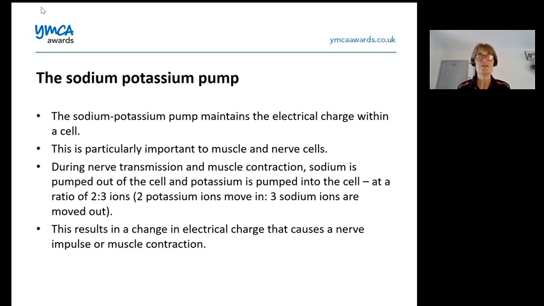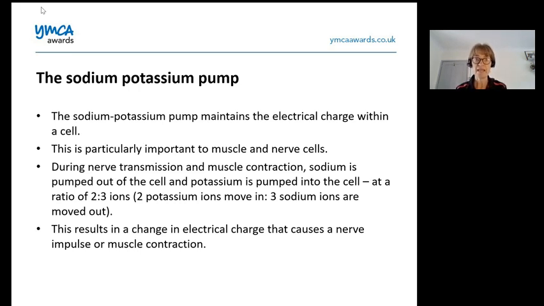So the next thing we need to be aware of is the sodium and potassium pump. And this system is important in both muscle and nerve cells. What it does is maintain the electrical charge within a cell. Because if you remember, our nervous system is like an electrical wiring system, and it's so interconnected with our muscular system that it's really important to maintain this sodium-potassium potential.